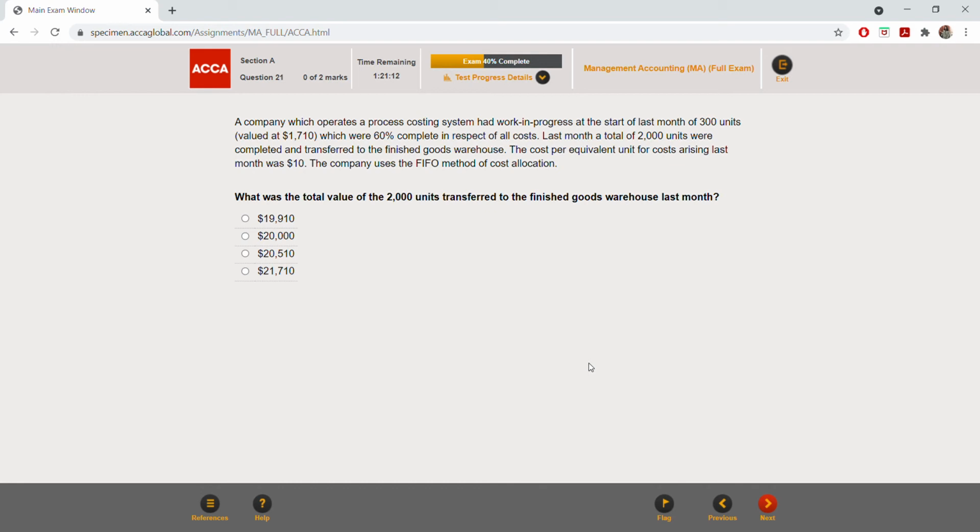Then the units started and finished. The finished goods was 1,700. Just now we calculated it into $10, because we have been given only one price, which will be 17,000. Add all, it will be 19,910.